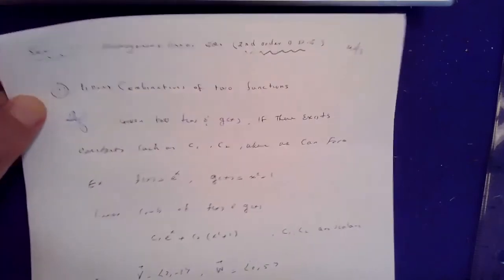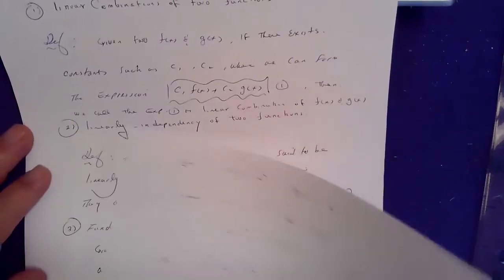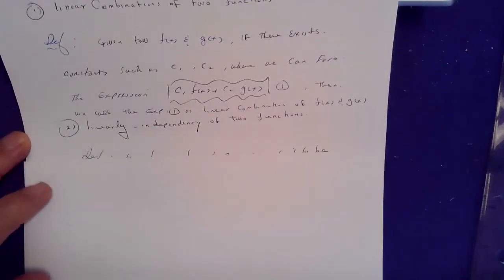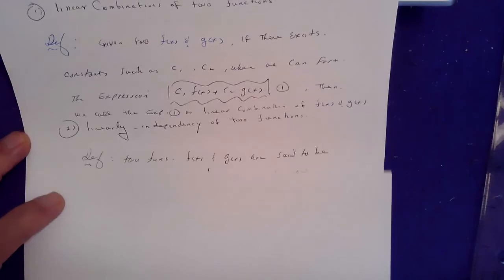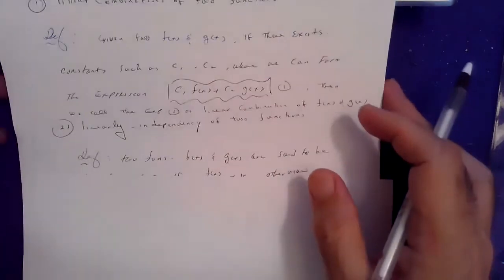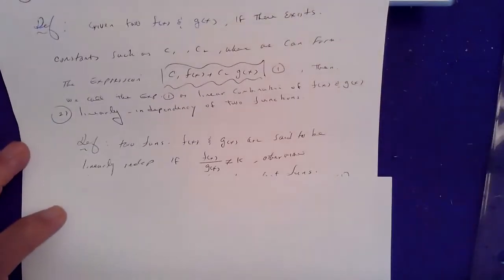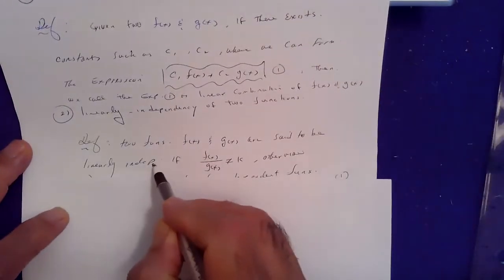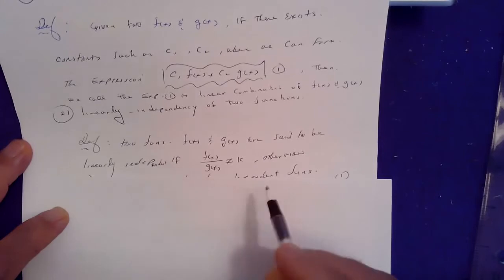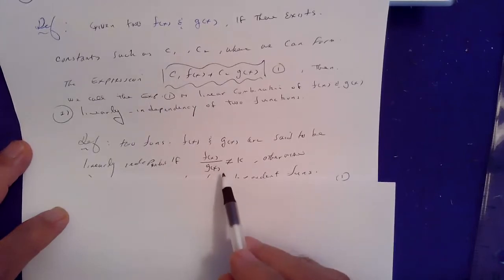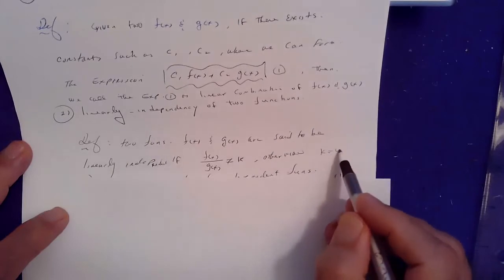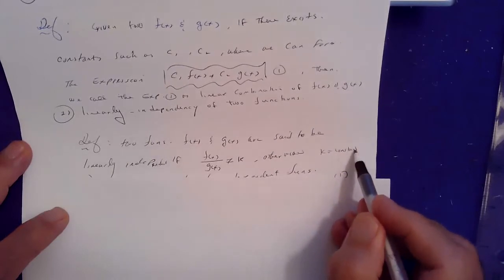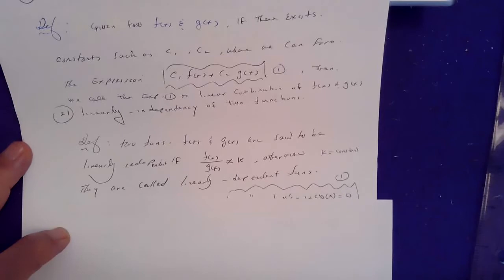The next concept is called linear independence. So what is linear independence of two functions? Definition: two functions are said to be linearly independent if the ratio of the functions is not a constant number, so k is constant. Otherwise, the functions are called linearly dependent.